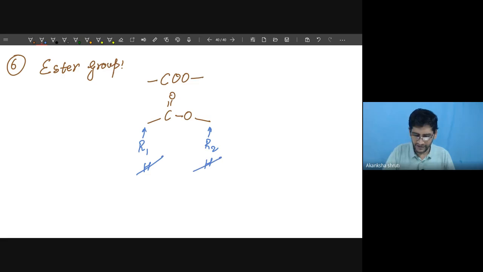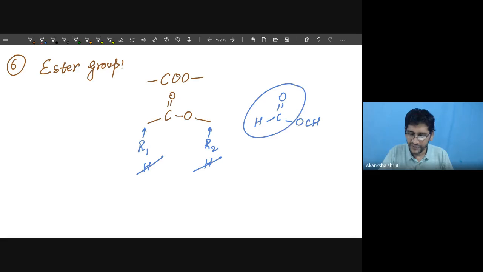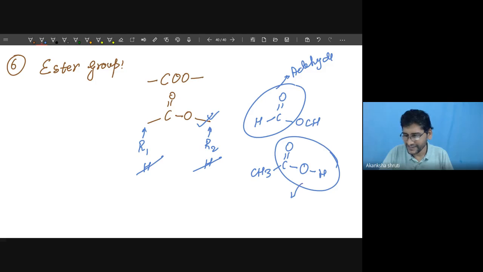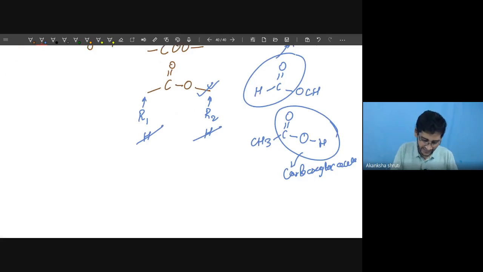Hydrogen can neither be on this end. Why? You can attach hydrogen, but say here I am attaching CH3, and on this side it becomes what? It becomes aldehyde. Now if I am attaching the CH3 on the left end and attaching the oxygen with another, on this end I am attaching hydrogen, what is this? This is the carboxylic acid. So hydrogen is not possible at any place.